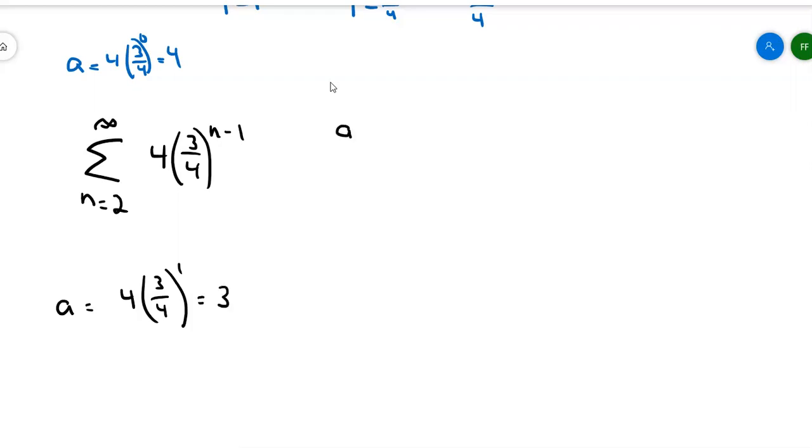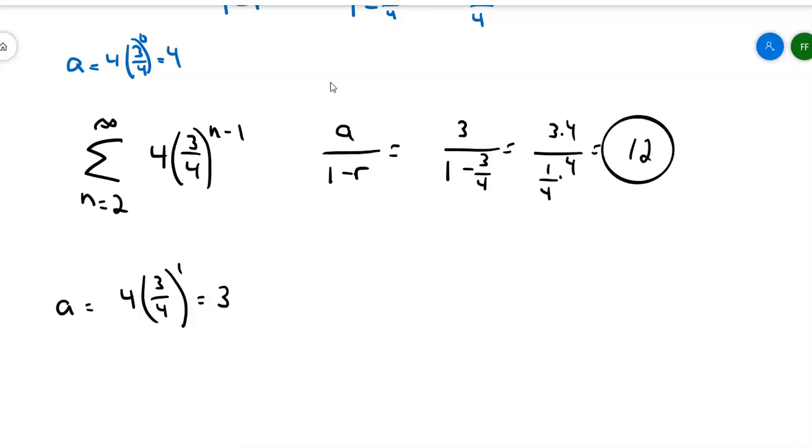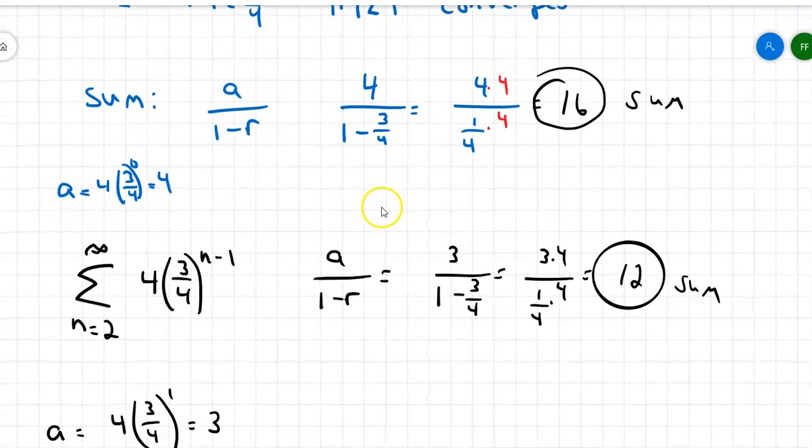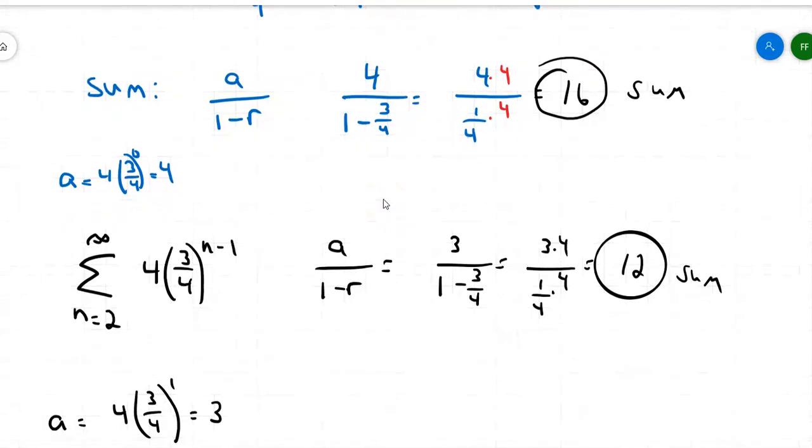All right, let's try that a over 1 minus r formula again. So the first term is 3 over 1 minus 3/4. That gives me 3 over 1/4. Same deal as before. Hit the top and bottom with a 4, and I get 12. So now that's a different answer, right? The previous one summed up to 16. That one only sums up to 12.